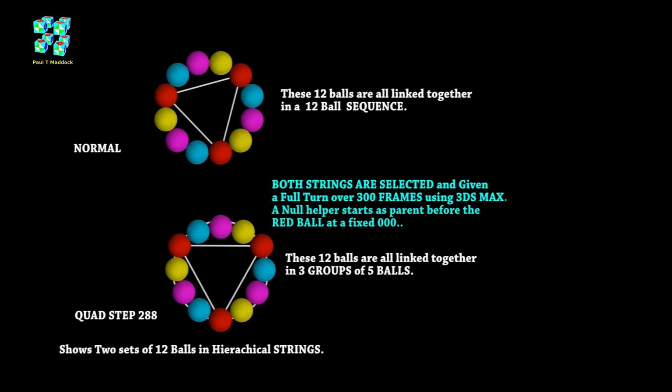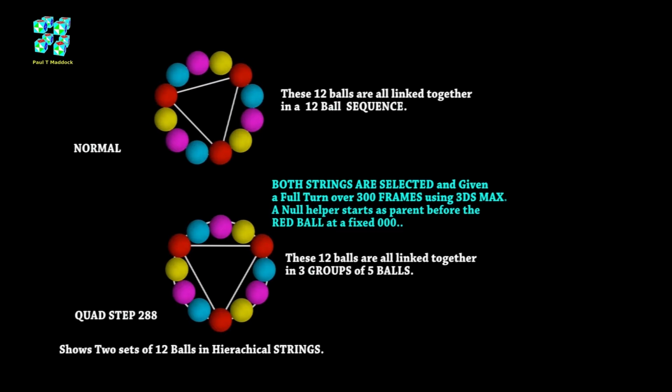The reason the bottom string is better than the top is because the string is made up into groups of 5. Each group of 5 is in a hierarchy, and each group is linked together on 2 red balls. So the whole string is one long hierarchy.